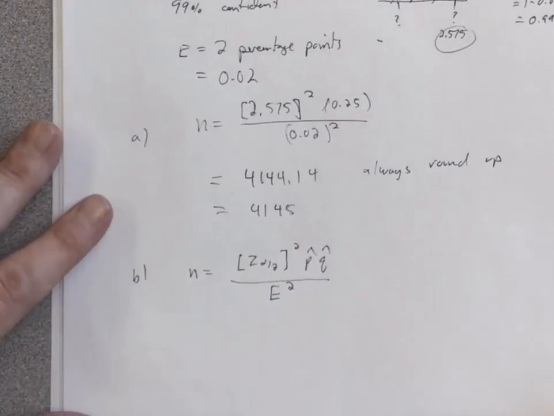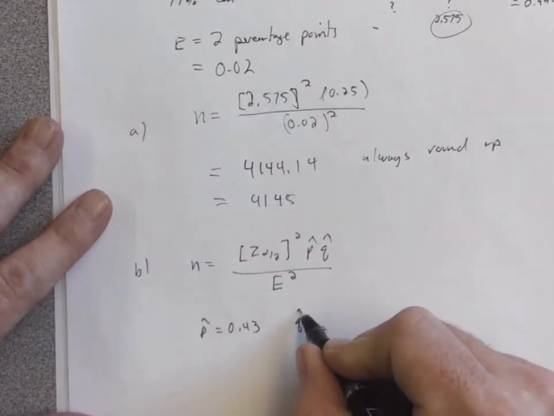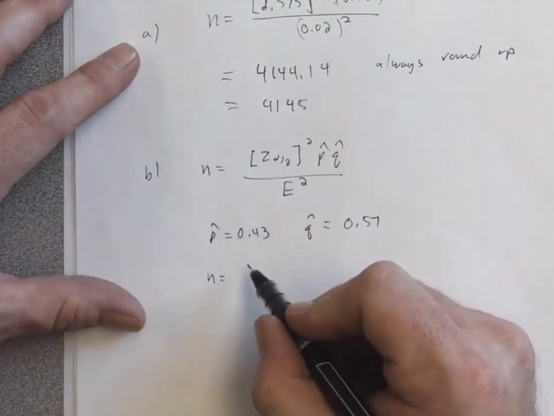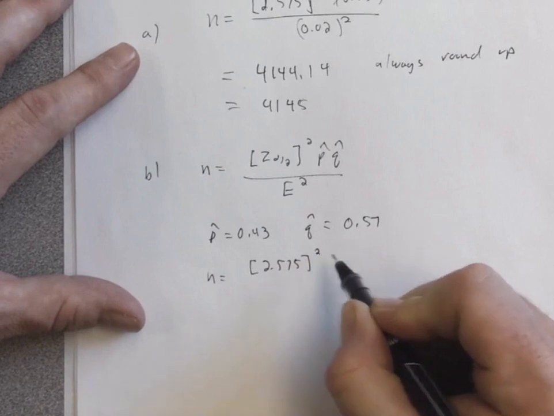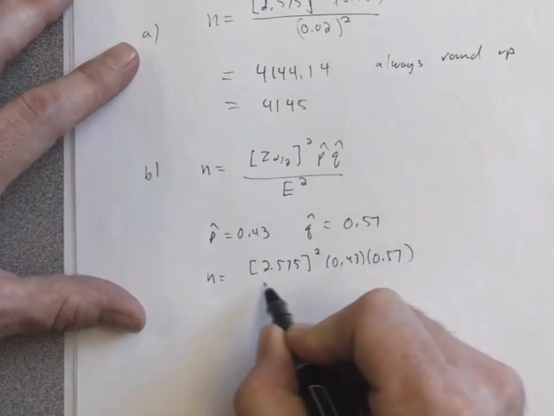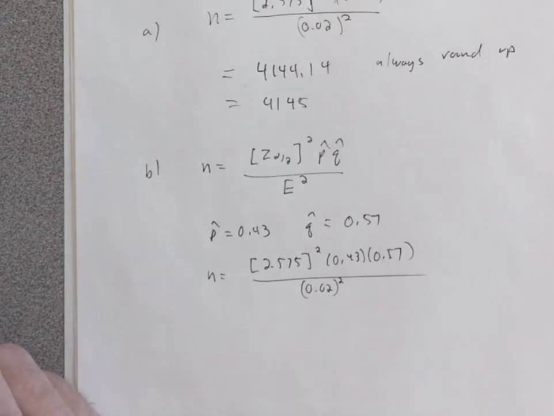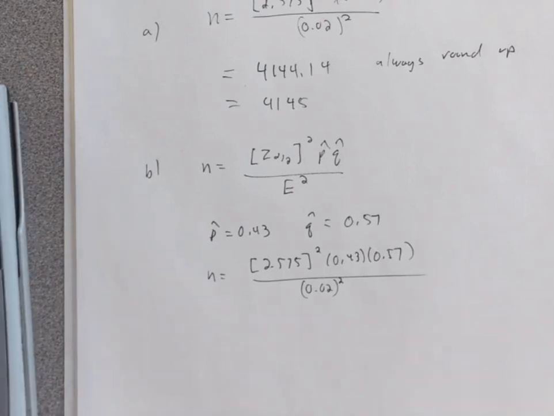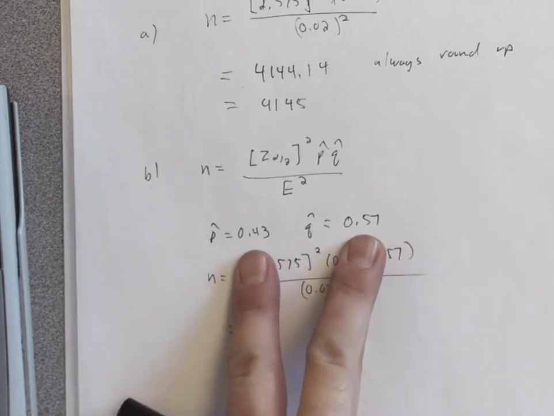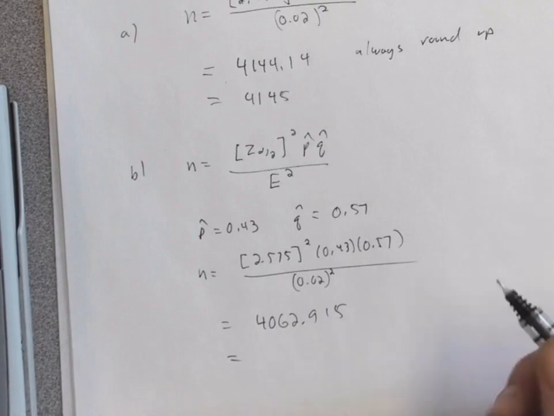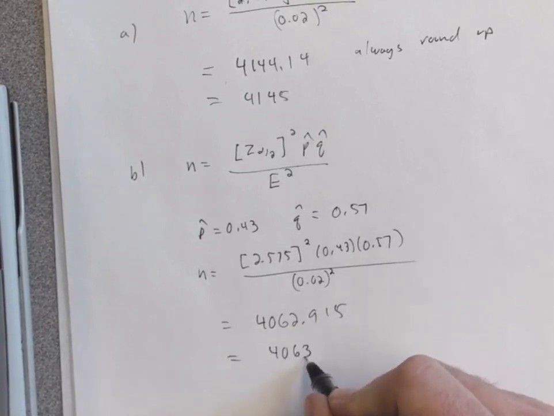So what did they give you? Yeah, so what we know is p hat is equal to 0.43, so q hat is equal to 0.57. And all the other numbers are the same. So that means n is going to be equal to 2.575 squared times p hat times q hat all over 0.02 squared. It wasn't that much different. I was kind of hoping. Oh, the reason why it's not that much different is because these are pretty close to 50%. So what I get is 4062.915, and all of these have to be rounded up, even though you would regularly round that number down. They all have to be rounded up. So this is people.